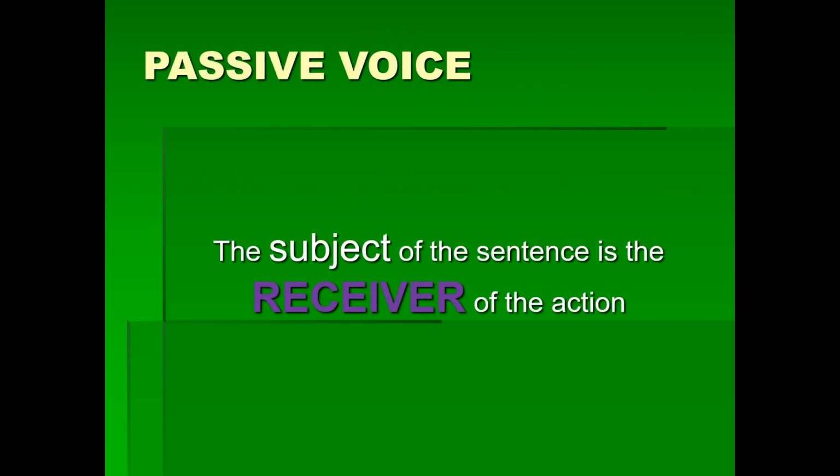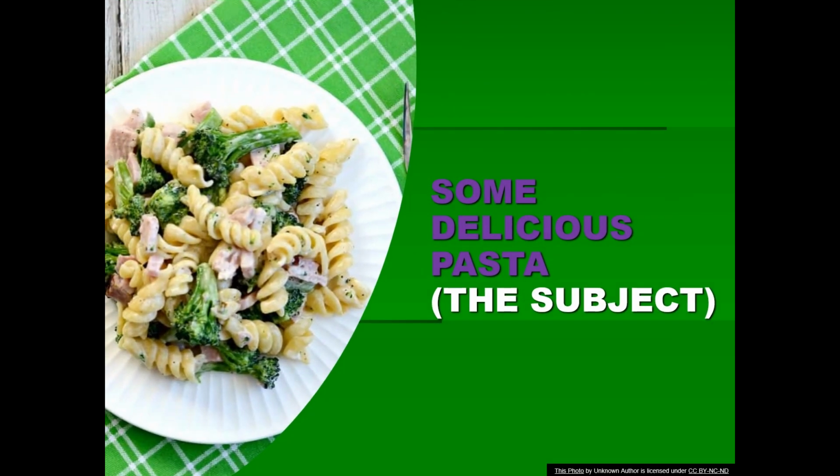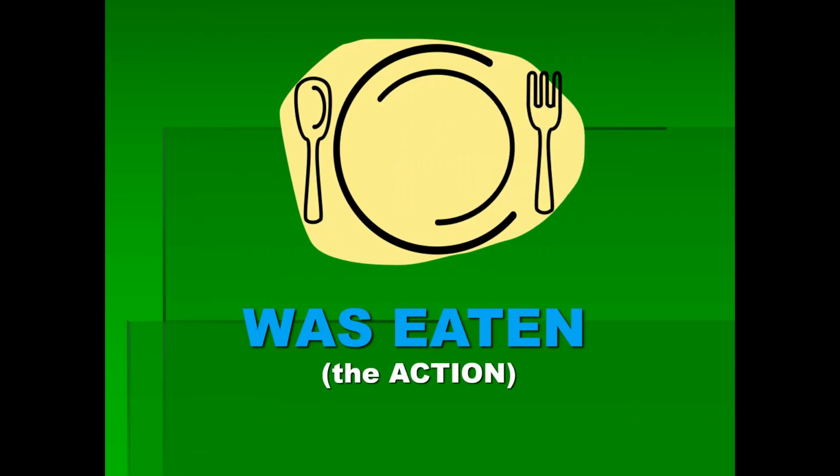With passive voice, the subject is the receiver of the action. Now think about it. We're actually communicating the same message as the active voice sentence. It's just structured differently with passive voice. In this instance, the subject is some delicious pasta. The pasta is not the doer of the action. The action is was eaten.